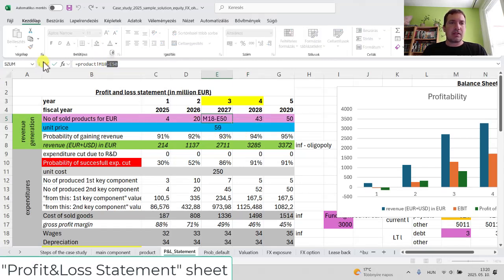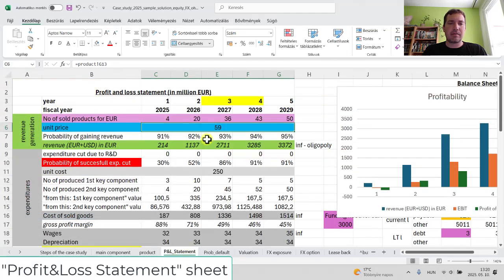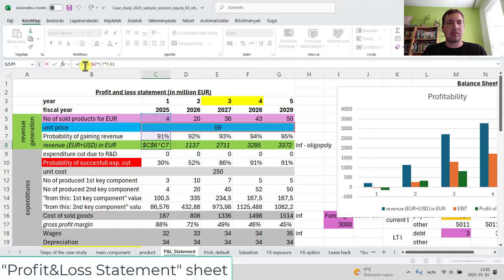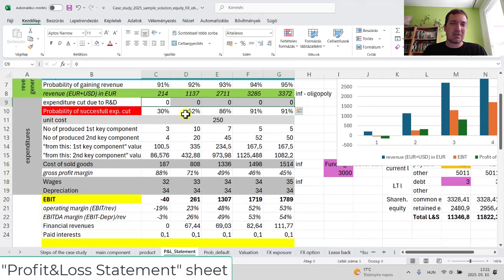Obviously in this case you should not forget to take the difference. Okay, next thing, unit price, it is coming from the launch fee, so this is there. Also probability of gaining revenue, so rocket is not exploding, and then revenues both in euros and US dollars, then you don't have to touch it again because this will be calculated. Then expenditure cut due to R&D. We can calculate it, but it doesn't require, so let's keep it 0. And then probability of successful expenditure cut. Again, this is automatically coming from the product sheet, so we don't have to touch it.